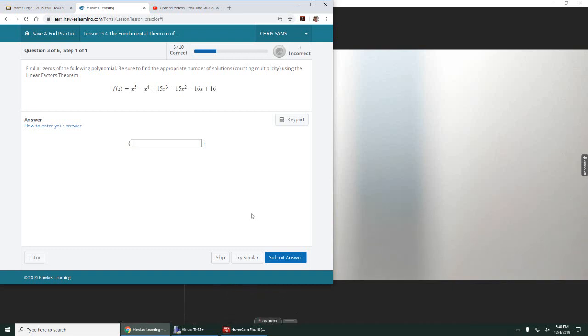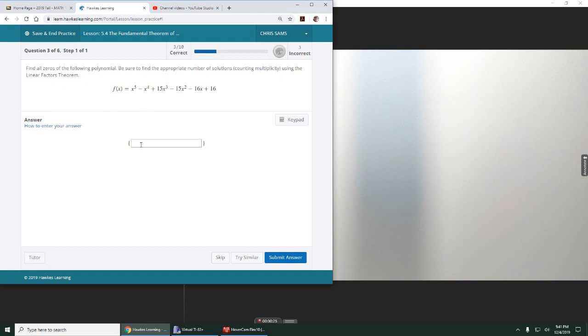All right, number 3, we want to find all the zeros of this polynomial function, and we want to list the multiplicity. So that's kind of like what we saw in the first problem. Some of them were squared or to the third power. So it says be sure to find all the appropriate number solutions counting multiplicity using linear factors.